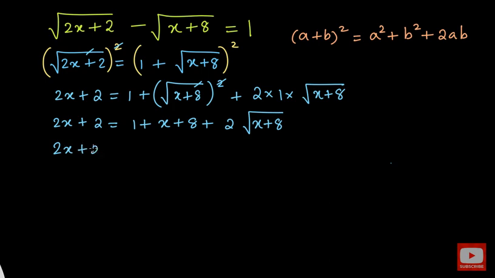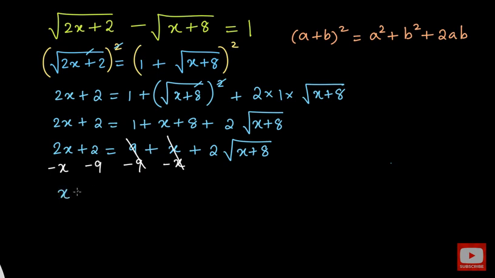So we have 2x plus 2 is equal to 1 plus 8 is 9 plus x plus 2 times square root of x plus 8. Now to isolate this, we have to remove this 9 plus x on the right side. So let us subtract 9 on both sides to remove 9, and let us subtract x on both sides to remove x. So on the right side, 9 minus 9 and x minus x is gone. On the left side, 2x minus x will be x. 2 minus 9 is minus 7. This is equal to 2 times the square root of x plus 8.